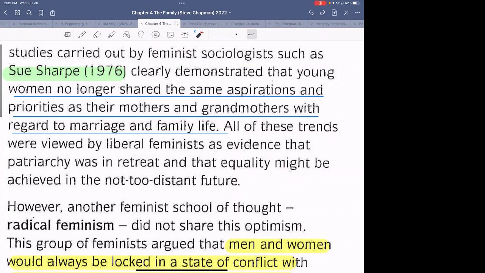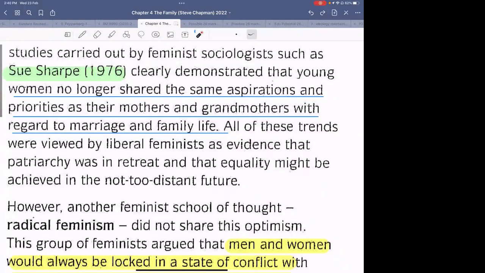Clear? Sue Sharp clearly demonstrated that young women no longer shared the same aspirations and priorities as the mothers. So I believe this needs a correction from your book. This 1976 is actually referring to the earlier research that she had conducted. Okay? So Sue Sharp in 1990s clearly demonstrated that young women no longer shared the same aspirations and priorities as the mothers and grandmothers with regard to marriage and family life. Now their priorities had changed. They were looking forward towards career aspirations. They were looking forward towards more economic stability. They were looking forward towards jobs.